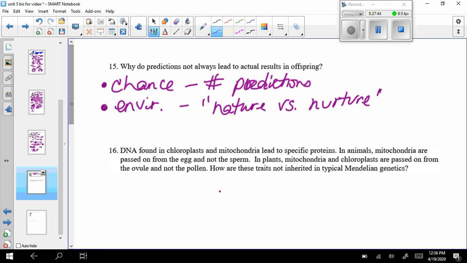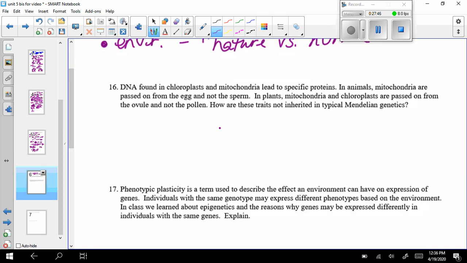All right, DNA found in chloroplasts and mitochondria lead to specific proteins. In animals, mitochondria are passed on from the egg and not the sperm. And in plants, mitochondria and chloroplasts are passed on from the ovule and not the pollen. How are these traits not inherited in typical Mendelian genetics?